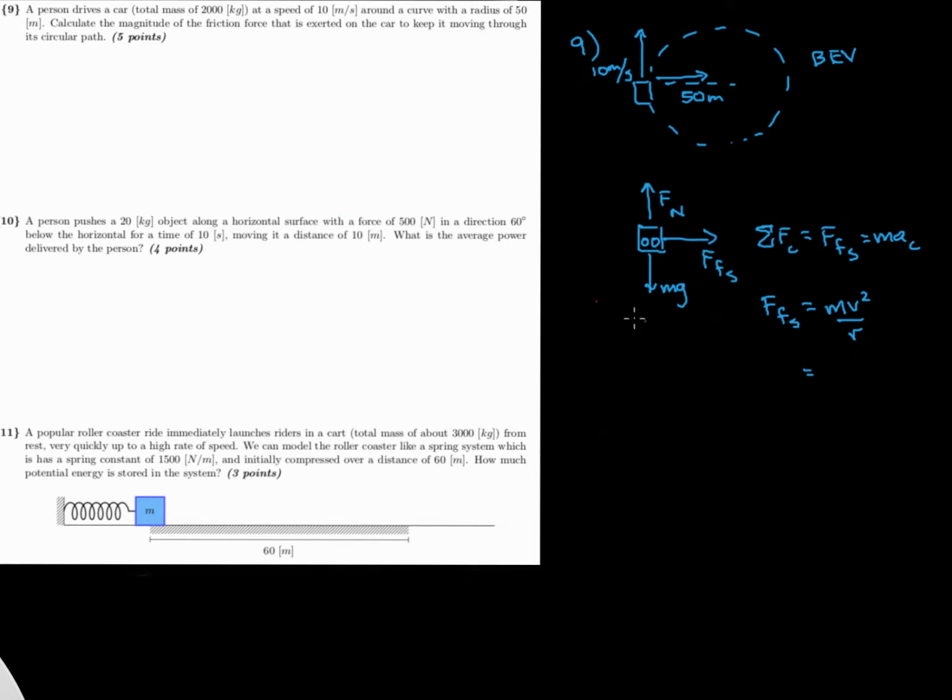I should have done it up here. I'll do that for the other ones. That's 2,000 times v squared over r. That's the centripetal acceleration? Yeah. Oh, okay, so that's easy to solve for. Over 50, and that's equal to some number, 4,000 newtons.